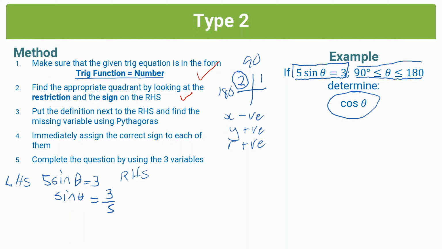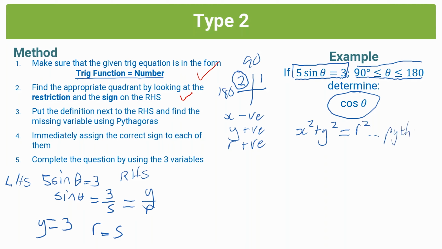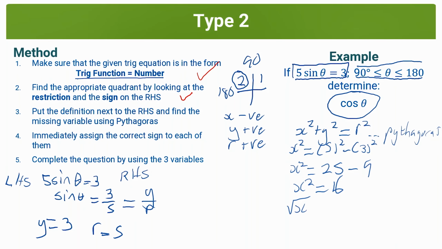And now we go on to step 3, which is to put the definition on the right-hand side and find the missing variable using Pythagoras. So the definition of sine, we know, is y over r. From this, we can extract y to be 3 and r to be 5. And now we can use Pythagoras to find x because we know that x squared plus y squared equals r squared. So we can substitute y and r in, and that gives us x squared equals r squared, which is 5 squared, minus y squared, which in this case is 3 squared. So we have x squared equals 25 minus 9. So x squared equals 16. And to get rid of the exponent, we can square root both sides. So root 16 is 4.